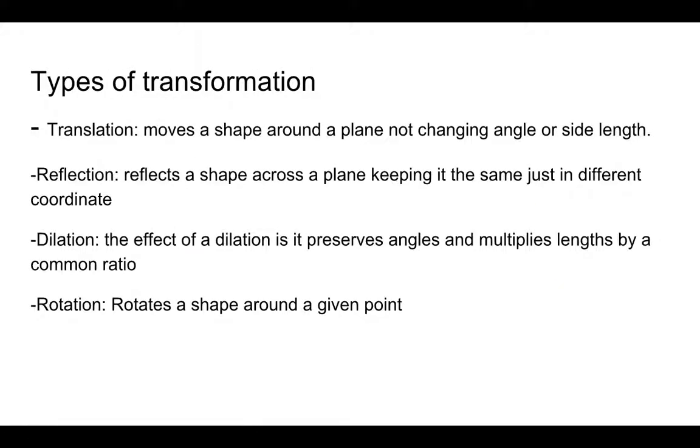Types of transformations. Translation moves a shape around a plane, not changing angle or side length. Reflection reflects a shape across a plane, keeping it just the same in a different coordinate. Dilation: the effect of a dilation is to preserve angles and multiply lengths by a common ratio, so it's going to make it bigger or smaller. Rotation rotates a shape around a given point, just moving it around a plane.